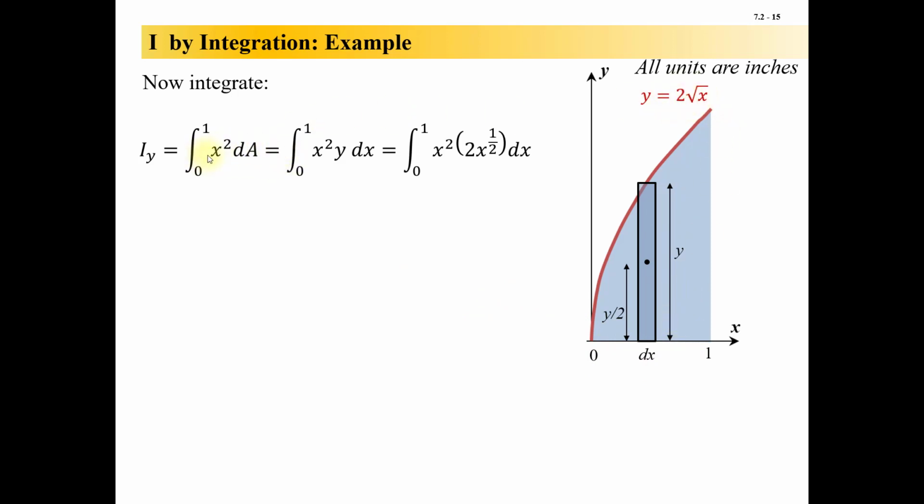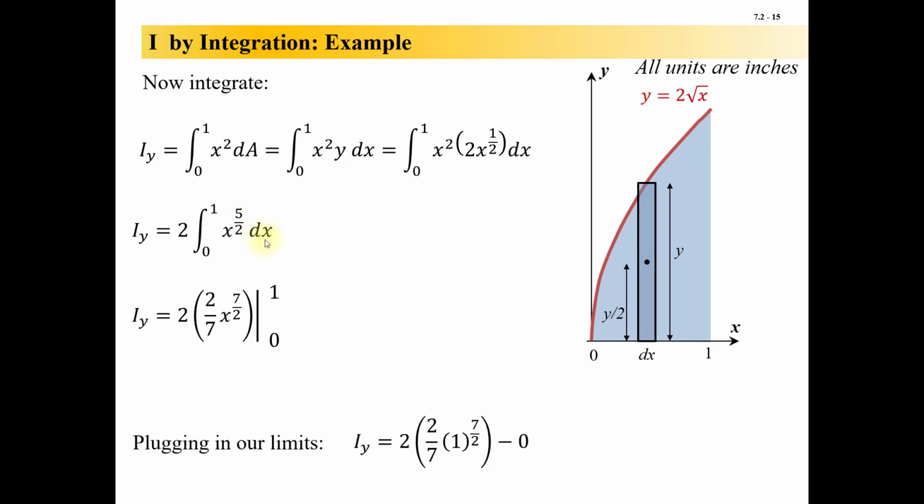So my integral of x squared dA turns out to be the integral of x squared y dx, because y dx is dA. And then I have that form being further reduced down to the integral of x squared times 2 times the square root of x dx. Simplify that, pull the 2 out. 2 times the integral of x to the 5/2 dx. Perform the integration. I get this evaluated between my limits of 0 and 1, and I get 0.571 inches to the 4th.